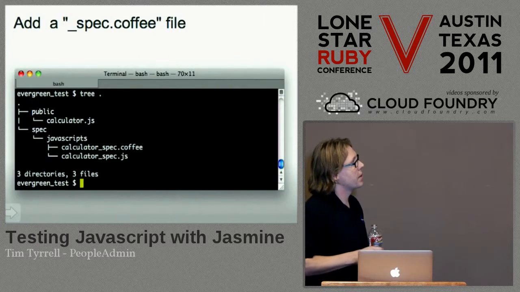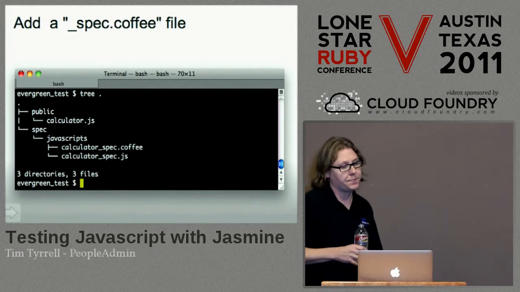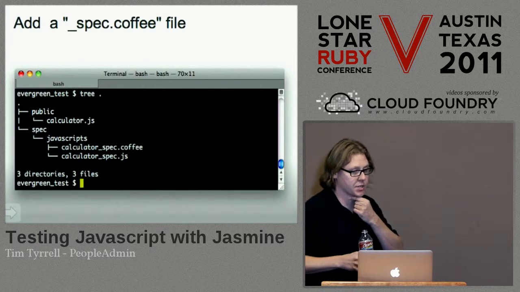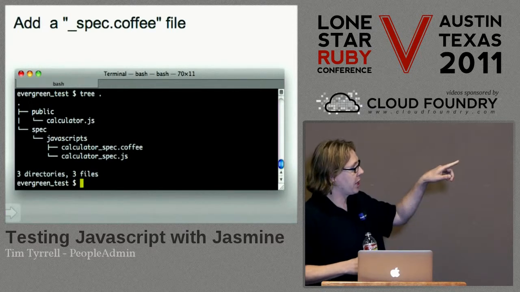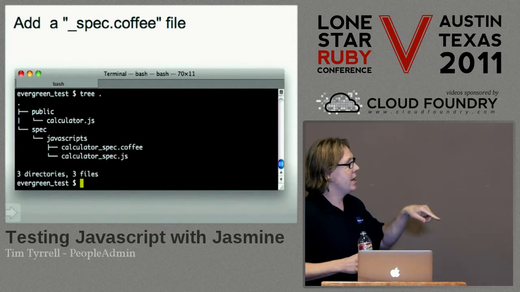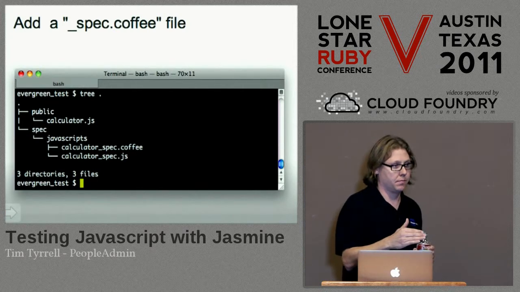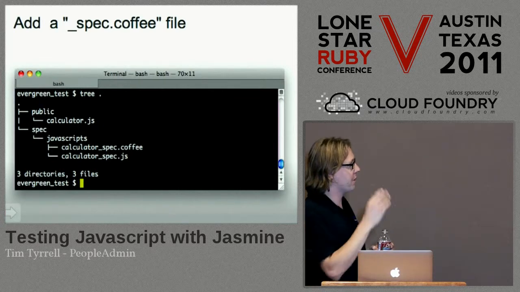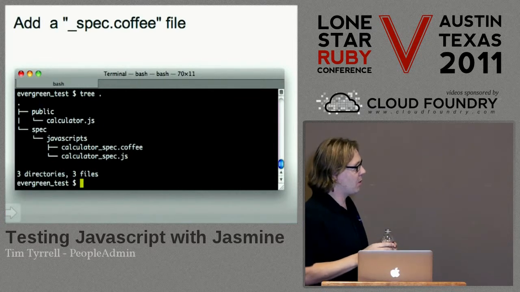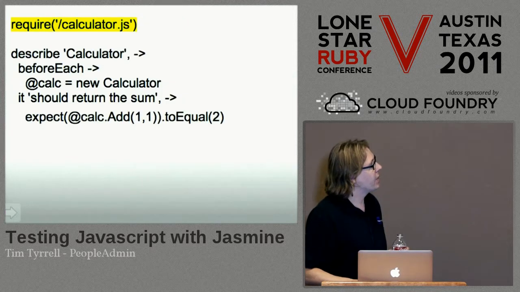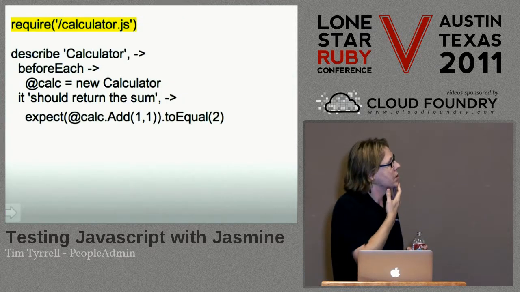So what I'm going to do here is add a _spec.coffee file to this spec folder. I guess I didn't hammer this in before, but you see how it's calculator_spec? Evergreen knows to look for that convention, and then it matches it up with the calculator file. So I'm going to change the file extension, and then I'm going to rewrite this test in CoffeeScript.